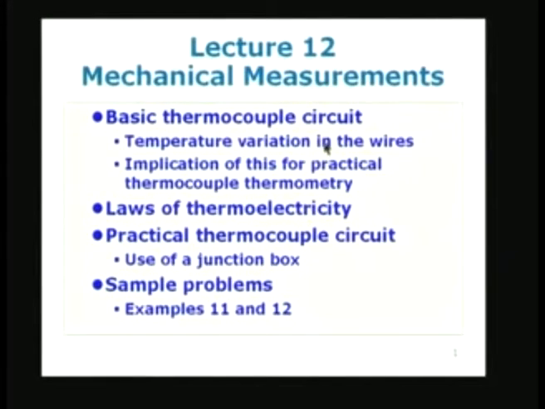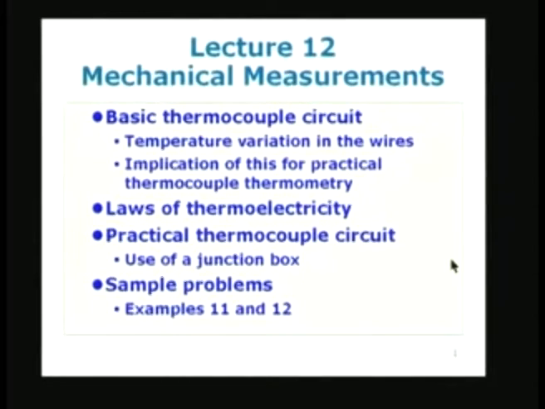We in fact described the basic thermocouple circuit. We also looked at the temperature variation in the wires. We will again do the same thing here, because this has some practical implications. Having done that, we will look at some more laws of thermoelectricity. There are 3 of them. These are very useful in the practice of thermoelectric thermometry. Then we will look at what is called the practical thermocouple circuit, and we will discuss briefly the use of a junction box, and we will round off the lecture with probably 2 problems depending on the time available.